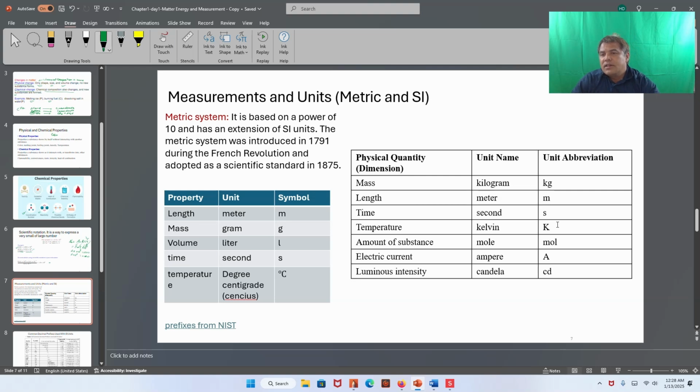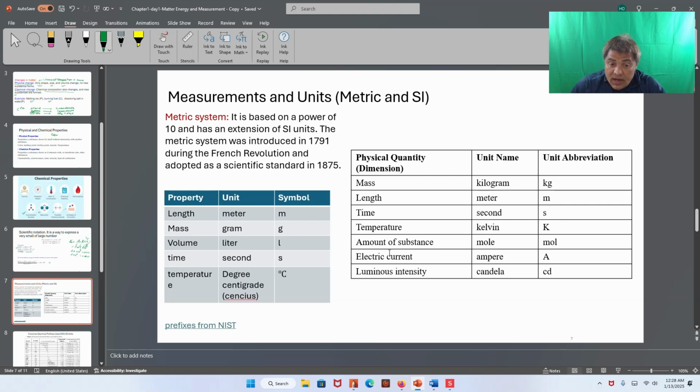However, degree centigrade is equally famous and equally useful. You can convert degree centigrade into Kelvin easily by adding 273. So you can convert one into the other and back. However, the SI unit of temperature is Kelvin, and degree centigrade is the metric one.